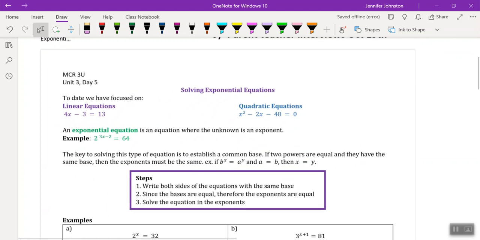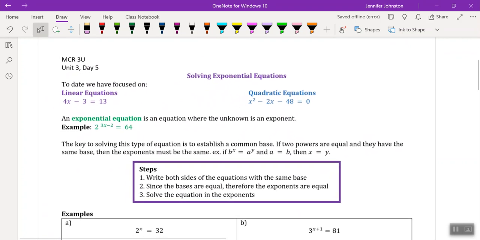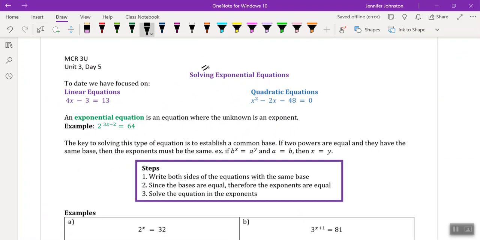Okay, so today we're going to be looking at solving exponential equations. Solving just means making it equal to 0 and finding x. That's the whole point of solving. It's just what is x. So we've done things like linear, where we move this over. We got 4x is equal to 13 plus 3. So 4x is equal to 16, divided by 4, divided by 4. We get x is equal to 4.